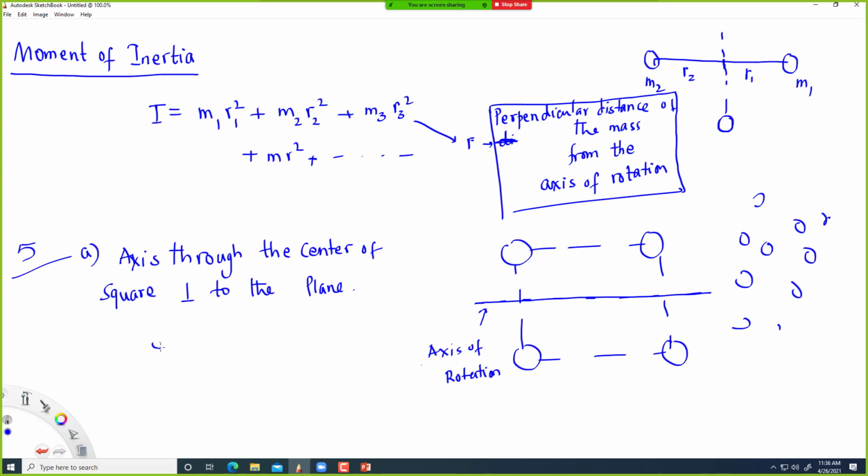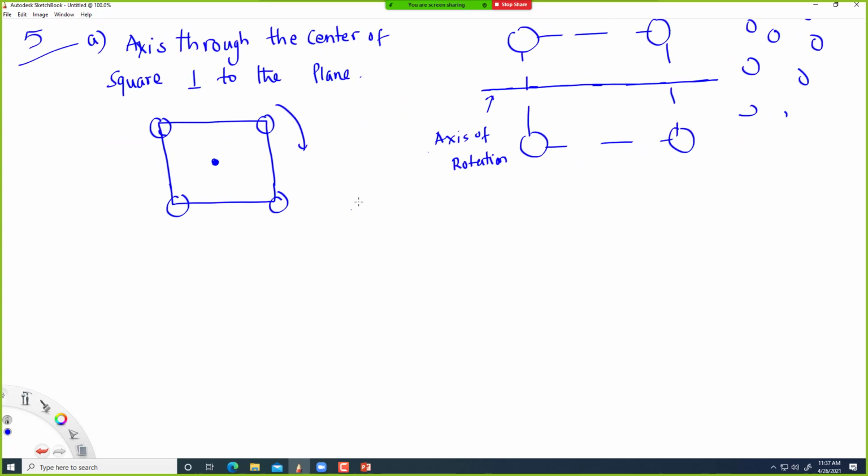So this is our axis. Imagine that there is a line passing through the center, and you are rotating this whole thing around that line. So for that, what is the moment of inertia? Moment of inertia is different for different axes. For this particular axis, let's call this M1, M2, M3, M4. So moment of inertia, let's call that I.